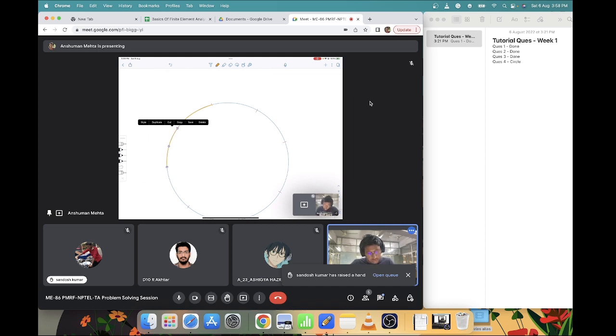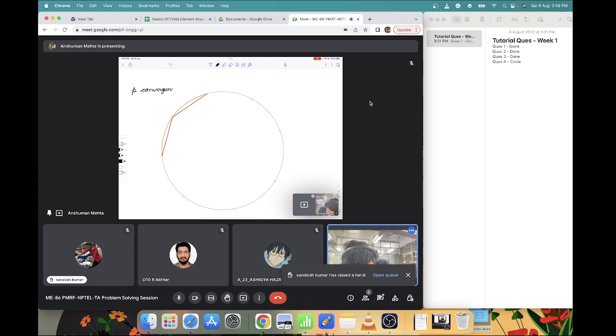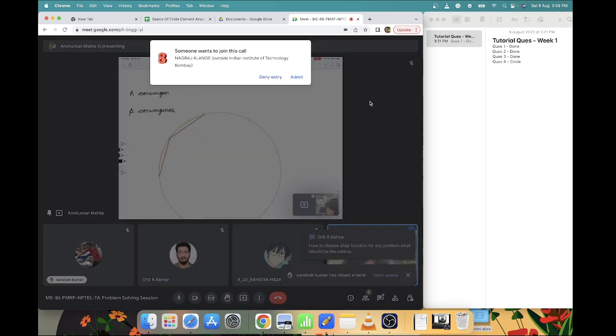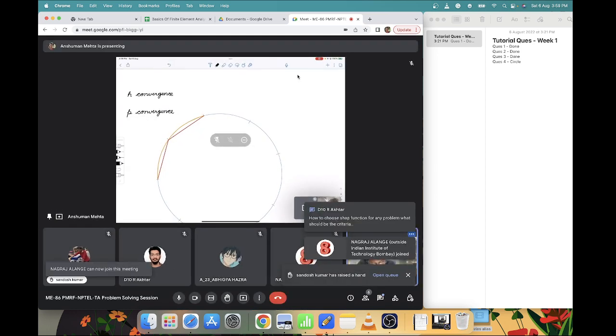Okay, so this is what I was saying, that if it had been a linear element, there would have been error. But these errors are reduced using this orange element or quadratic element. So this is called P refinement, P convergence. And increasing the number of n is called H refinement or H convergence.